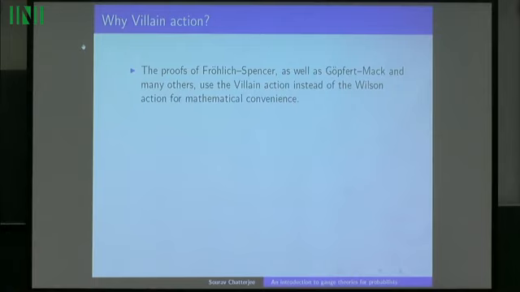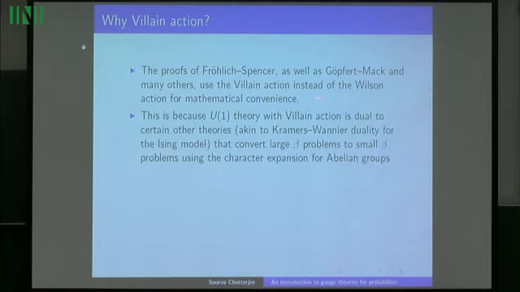So this Froelich-Spencer proof, as well as this Goffert-Mack proof, uses the Wilson action because of mathematical convenience. And what is that convenience? The convenience is that this U1 gauge theory with Wilson action is dual. You can have a Kramers-Wannier type duality, like you have for the Ising model. You can have a similar duality for these models. So for instance, 4-dimensional U1 gauge theory is dual to itself, I think. No, it's not itself.